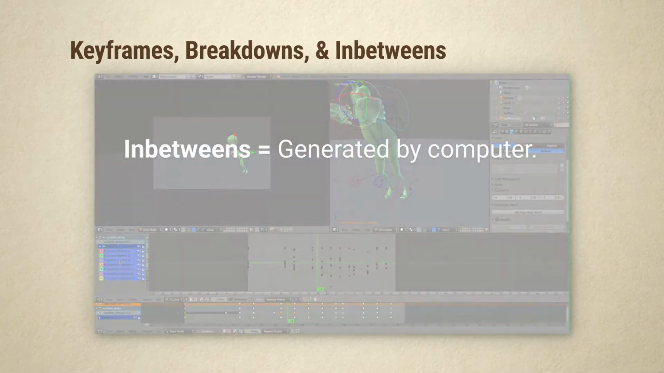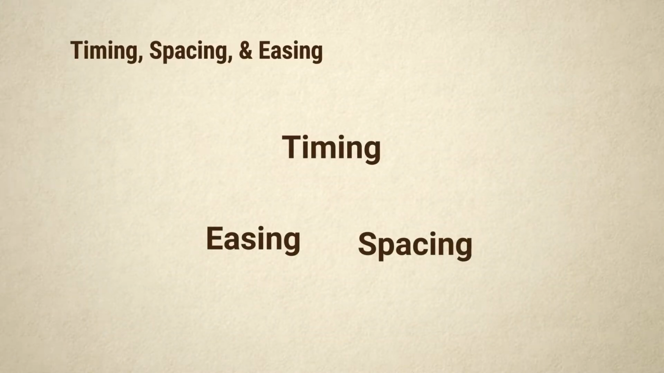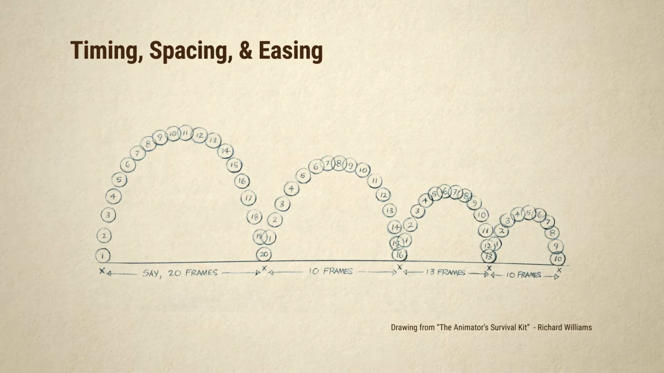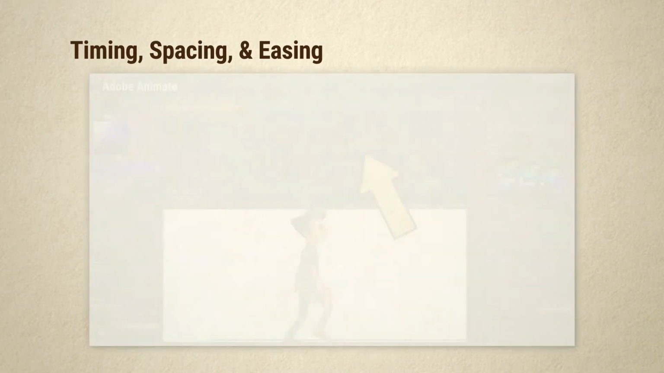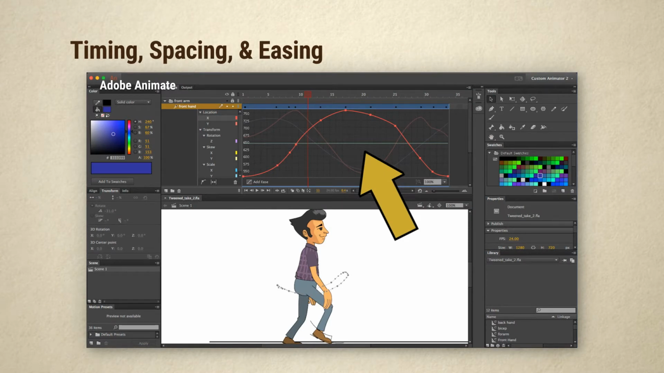Timing, spacing, and easing are closely related terms. Timing means the total number of frames that will be used for a movement. Spacing is the amount of change that comes between each frame. Decreasing the spacing makes an object slower, and increasing spacing makes it look faster. And in digital animation, easing is how spacing is controlled, usually through a motion graph on the timeline. More on all these later.